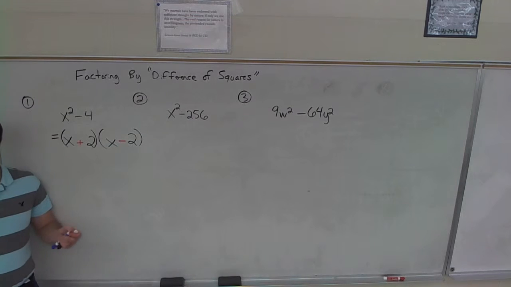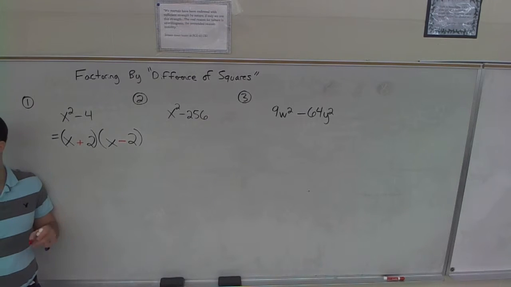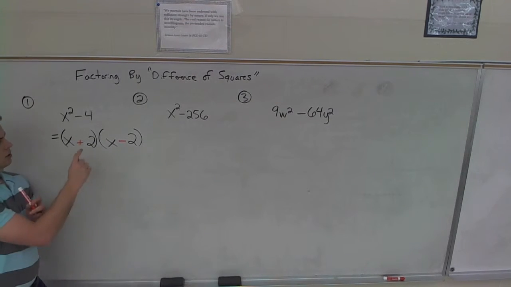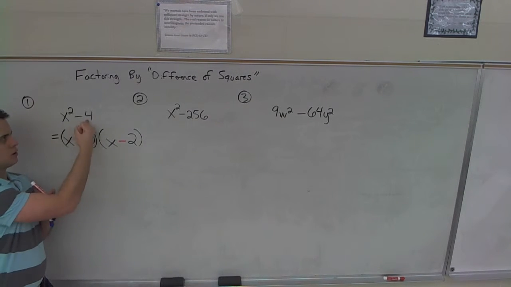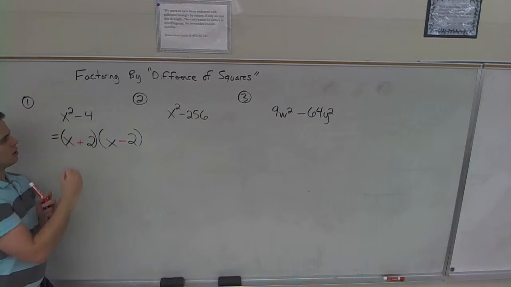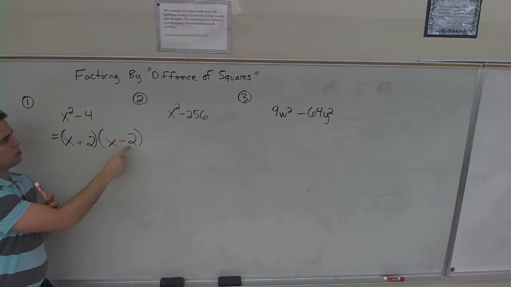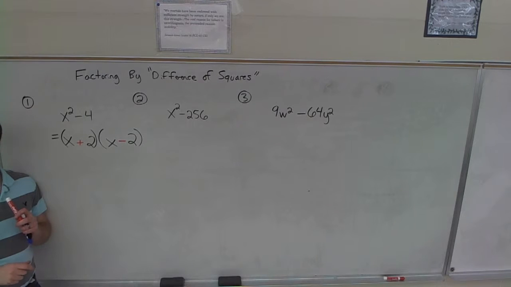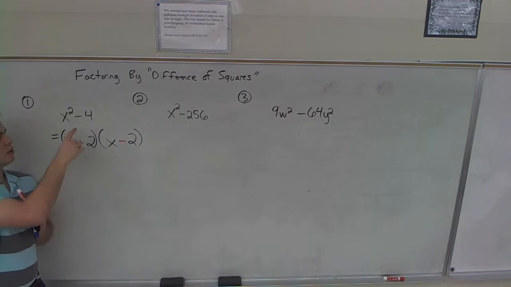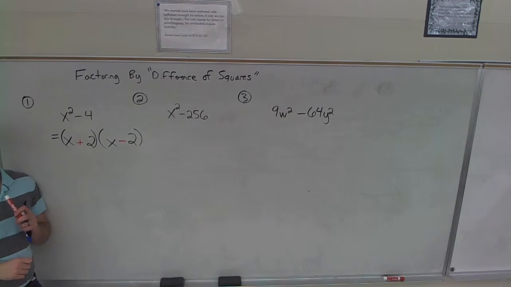It doesn't matter which. That's the beauty of difference of squares. You don't ever have to worry about the signs because in difference of squares there's always one that's negative and one that's positive. If you don't believe it, check it. 2 times negative 2, negative 4. And if you add 2 plus negative 2, you get 0. And there you can see that there's no x term when you do it this way. So this should make sense with everything we've already done.